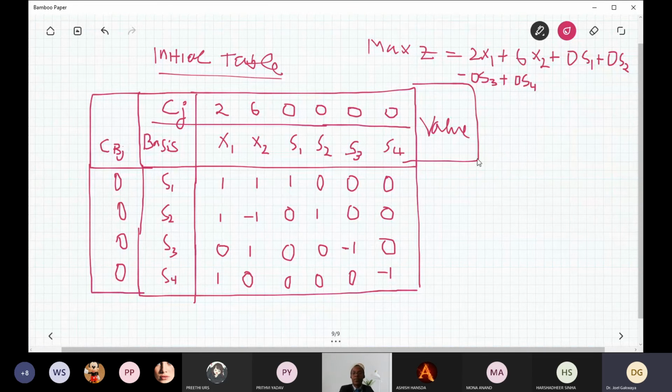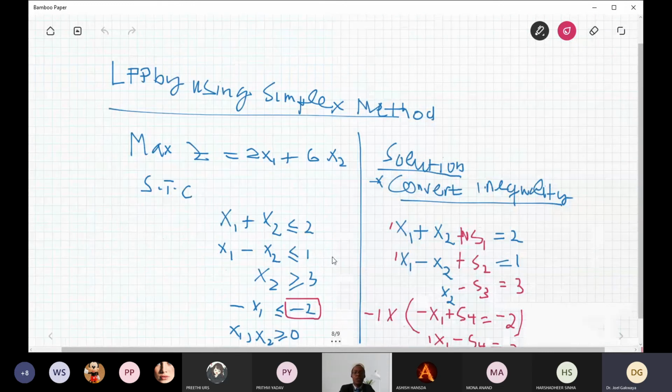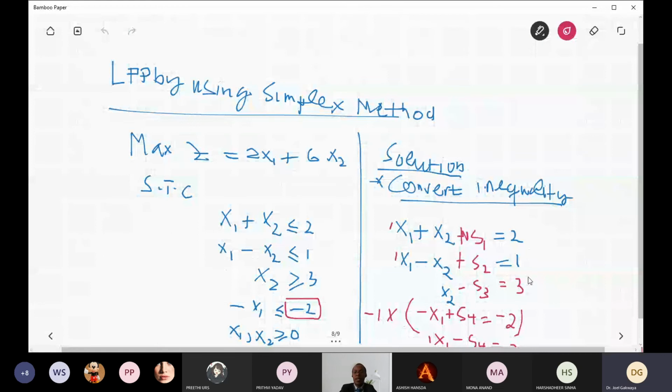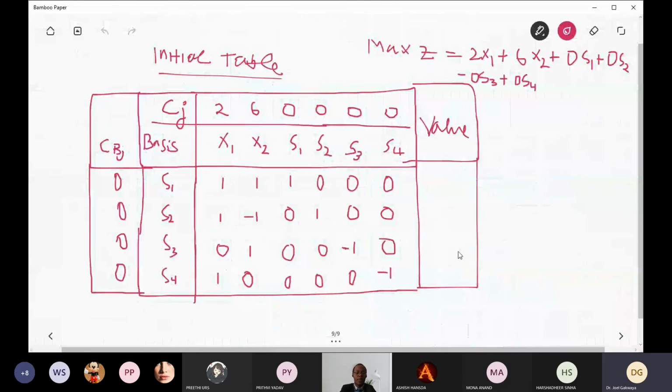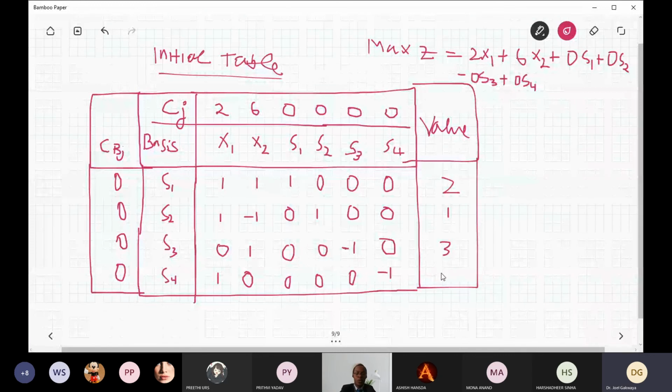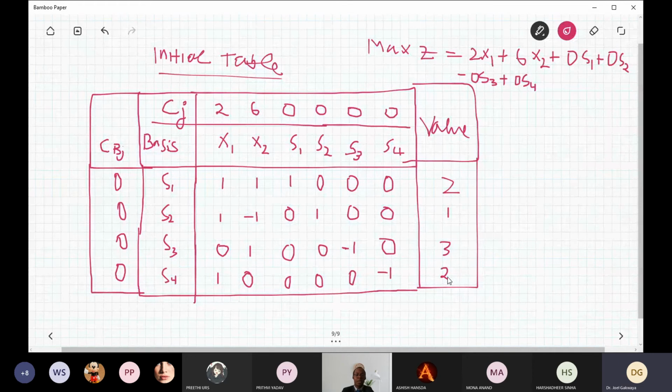So what is the value? The values are the limitations. For the first equation we have 2. For the second equation we have 1. For the third we have 3. For the fourth we have 2, because it has been converted into 2. Okay, this is the value which we have.